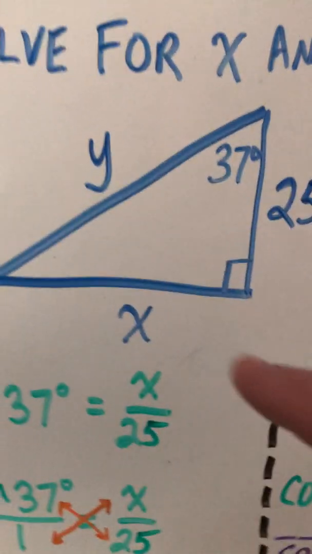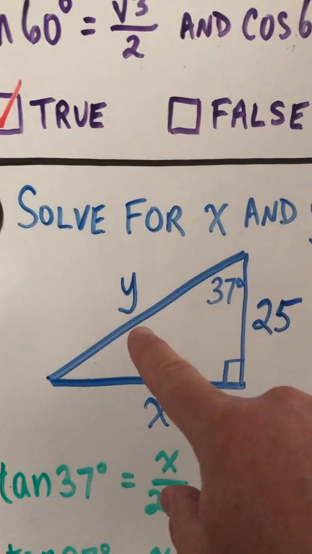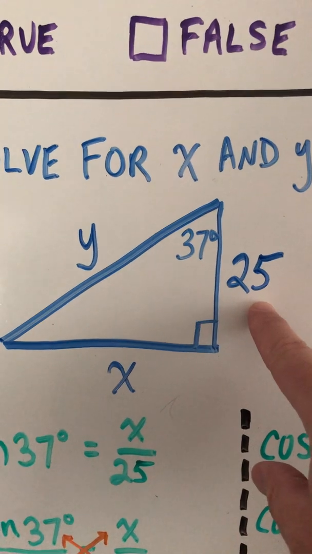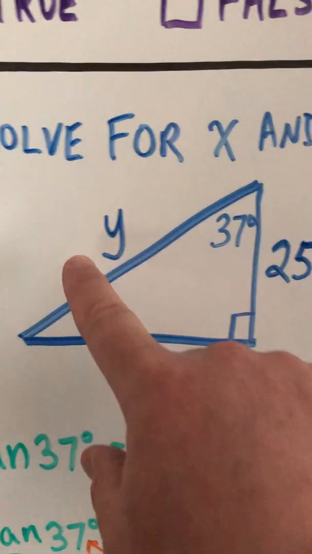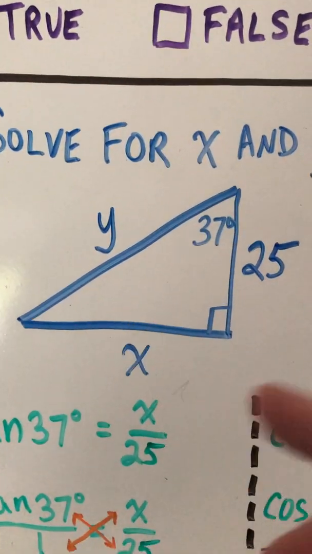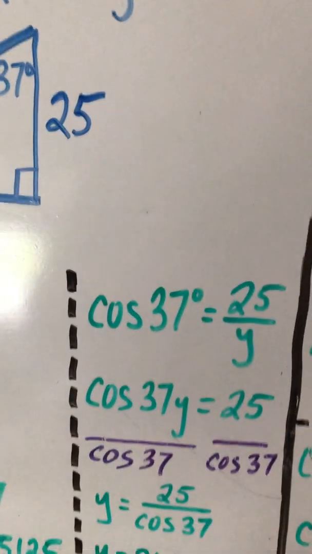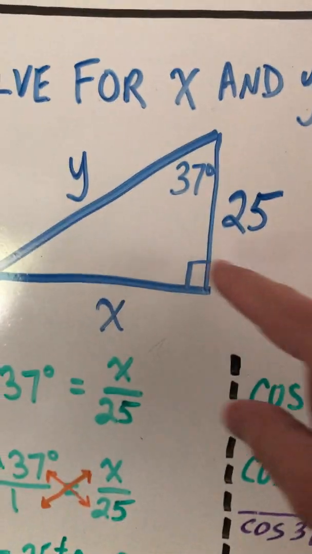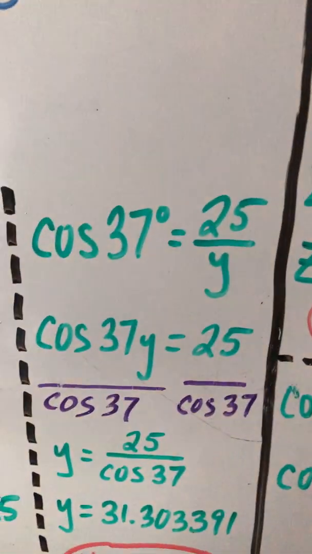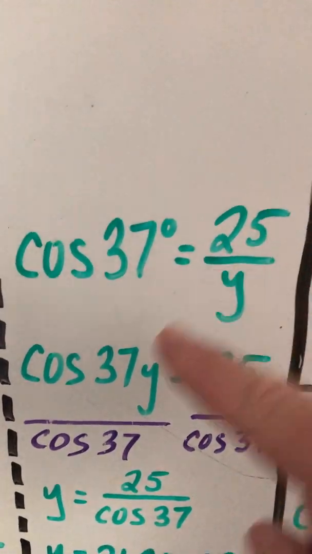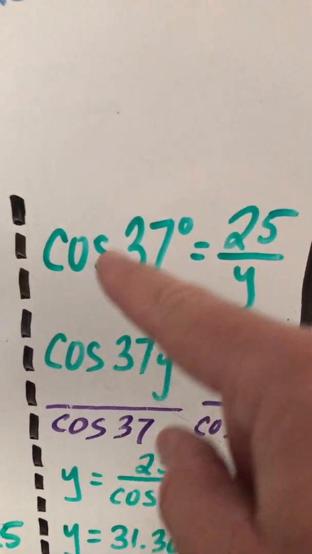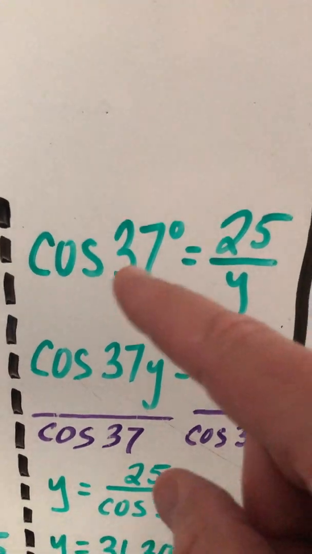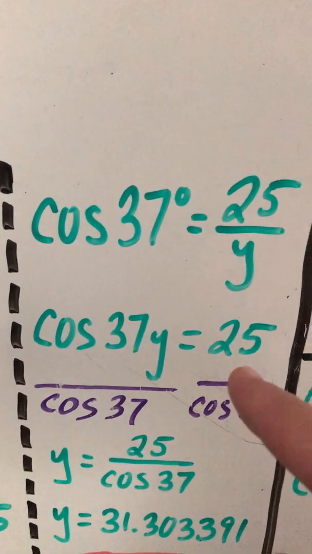Now, how do I find y? I just found x, so now I find y. Y is adjacent and this is hypotenuse. What's adjacent over hypotenuse? That's cosine. So I'm going to do cosine 37 equals 25 over y. Now when I cross multiply, I put cosine 37 over 1, and I get cosine 37y equals 25.